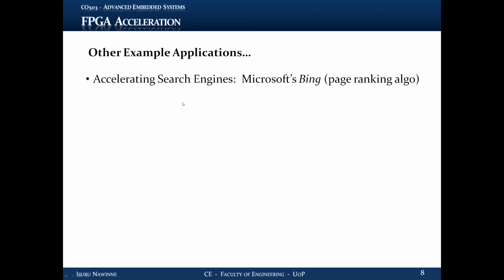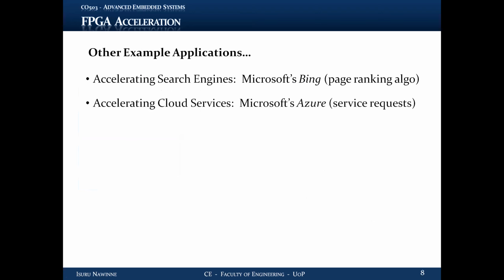And other examples include search engines like Microsoft Bing, and even Google uses FPGAs for implementing their page ranking algorithms. That's again a place where you need to handle a lot of data very quickly. Then cloud services, distributed services like Microsoft Azure, to handle the whole lot of services coming into their servers from all over the world, they use FPGAs again, right? So again, a parallel application.